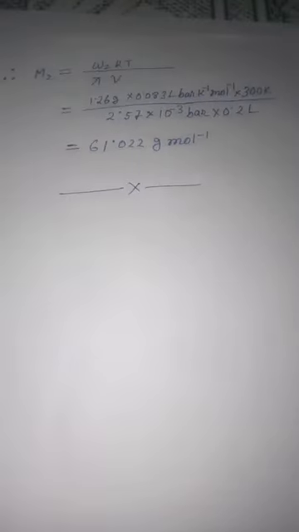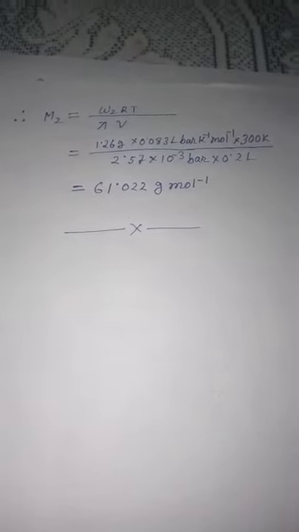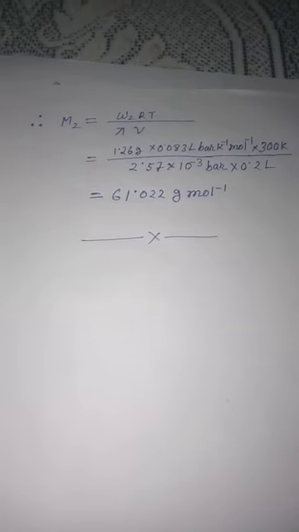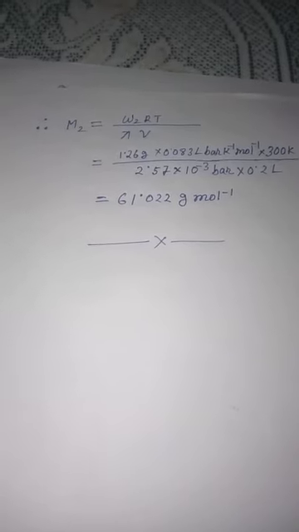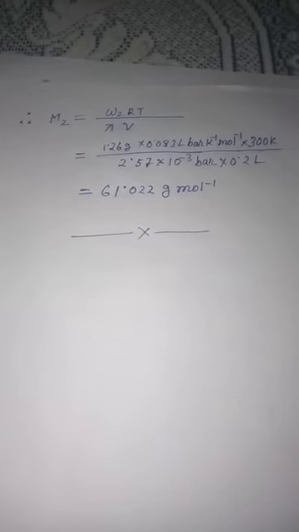So this way you have to do the numericals of colligative properties. We have four colligative properties, and we have discussed four numericals from each one, and you have to do more numericals. Later on I will also provide you numericals. You have to do them yourself.